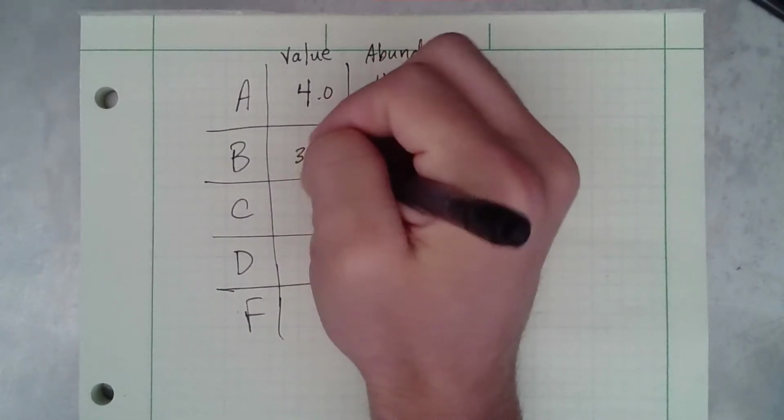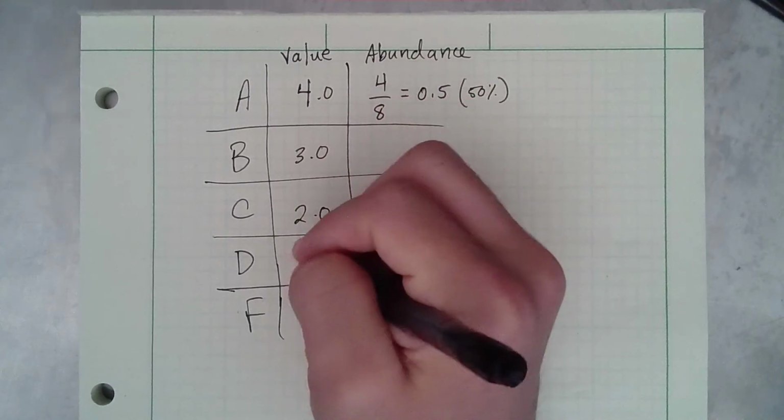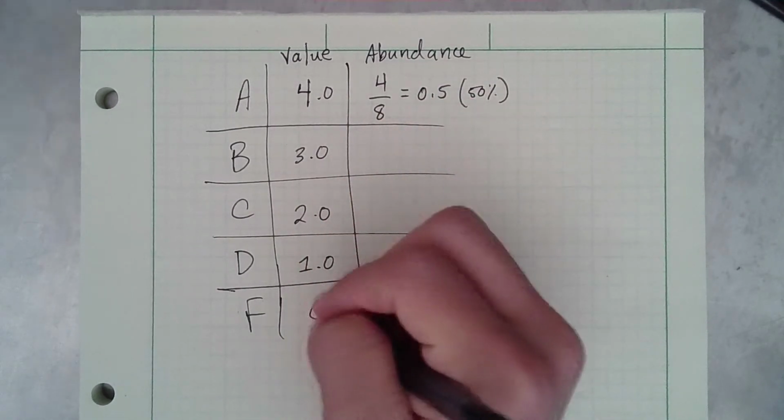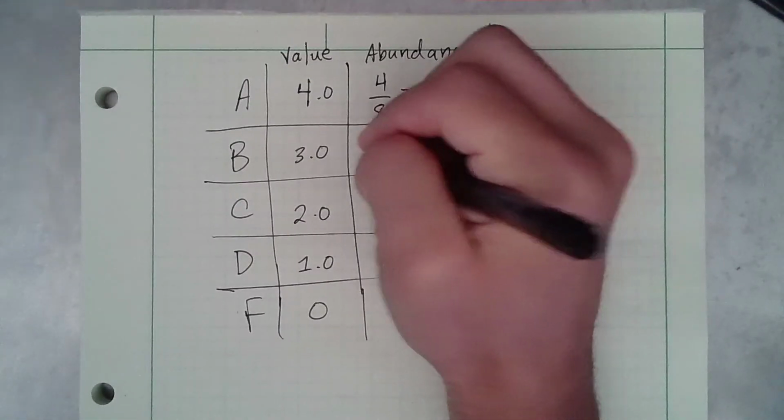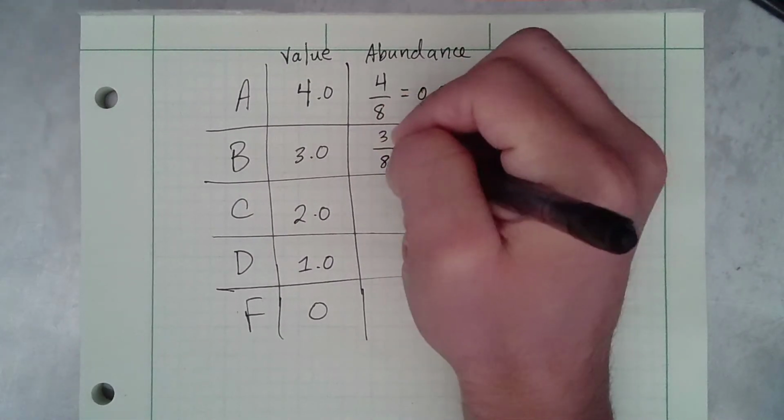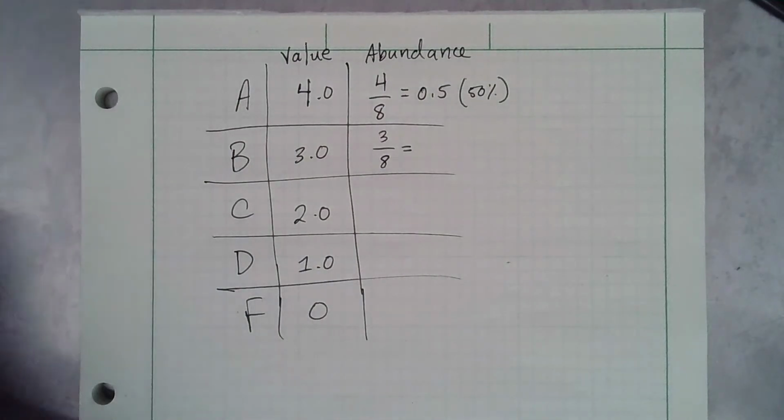Let's fill that in. B's are 3.0, C's are 2.0, D's are 1.0, and F's are worth nothing, right? If you have an F, it does not contribute to your GPA at all. Well, it does, but it brings it down because you don't get any credit. Okay, Sally had 3 B's, so 3 out of 8. This is equal to, let's see, let me get my calculator pulled up on my phone here.